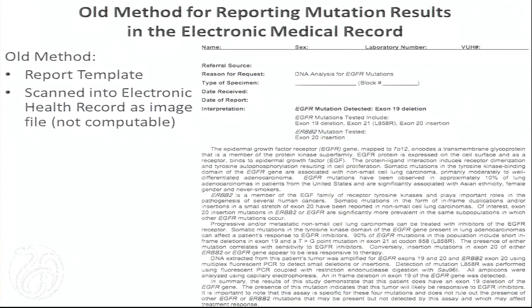Back in 2004, when we were doing our single gene analysis panel at Vanderbilt, this is how we were reporting the results in the electronic health record. It was a scanned document. We had these templates. We had one gene that was tested, EGFR, and you're not supposed to be able to read it except to see that it's a massive blob of text, which talks about the quality of the assay as well as what you might do with that information.